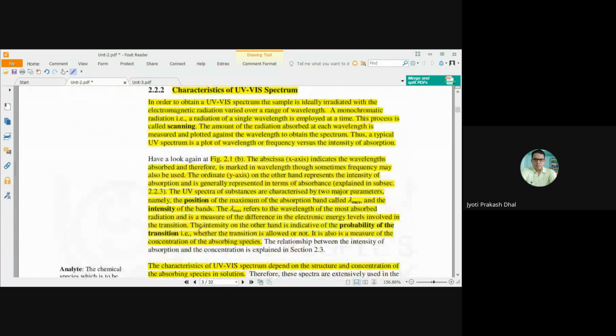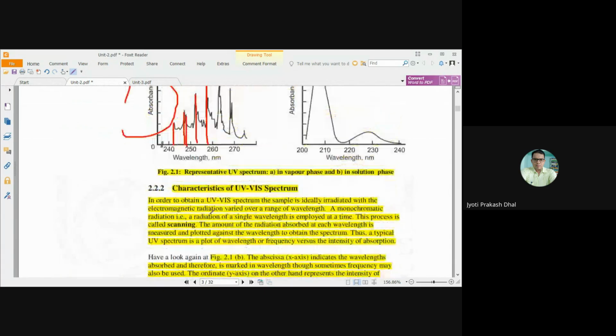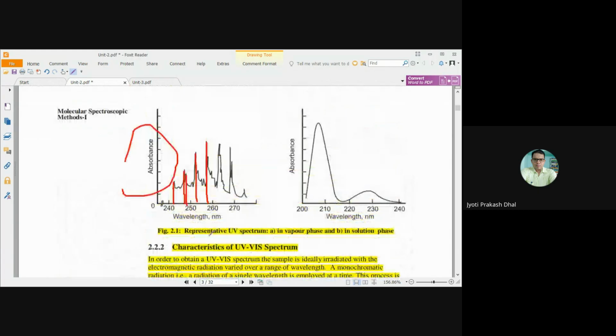So in this figure, the x-axis indicates wavelength absorbed, and therefore that is marked in wavelength, though sometimes frequency may also be used. So in some graphs you can find frequency, but in most curves you will find wavelength versus absorbance. Wavelength will be on the x-axis and absorbance will be on the y-axis.